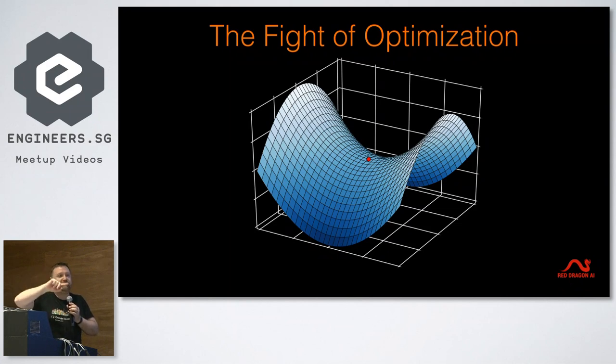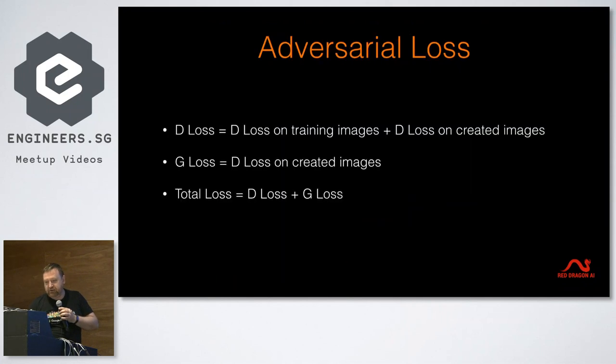If either part of the network becomes too strong, it will just dominate and take over the other part. For example, if you've got a bad discriminator, a bad policeman, he'll let all the counterfeit stuff through no matter how good it is. If you've got a really strong policeman and not a good counterfeiter, then nothing will ever get through. And therefore, your generator will never get good at actually making new images.